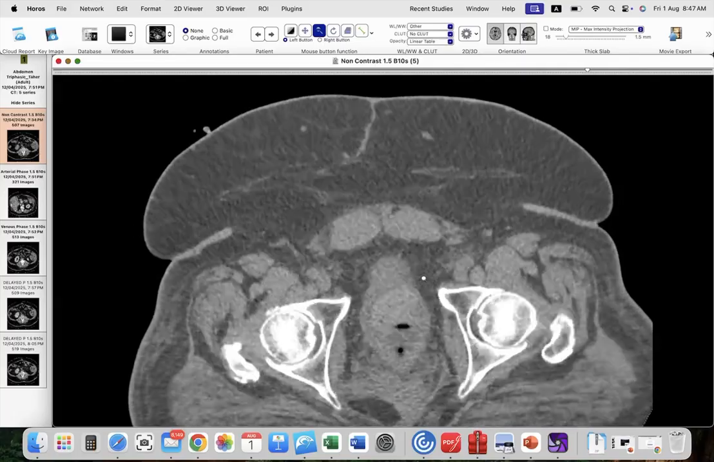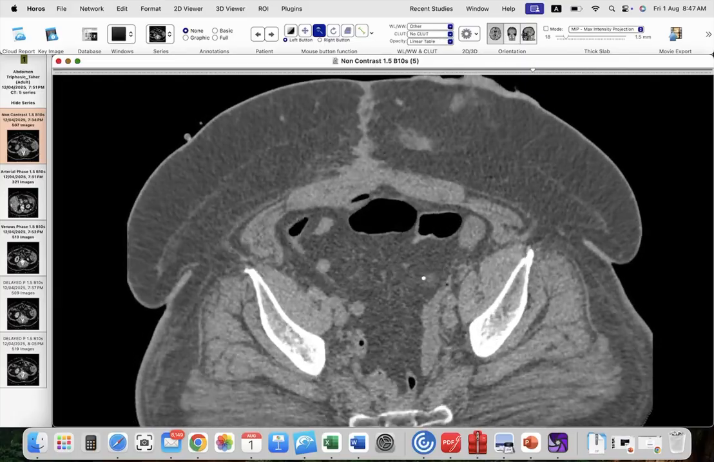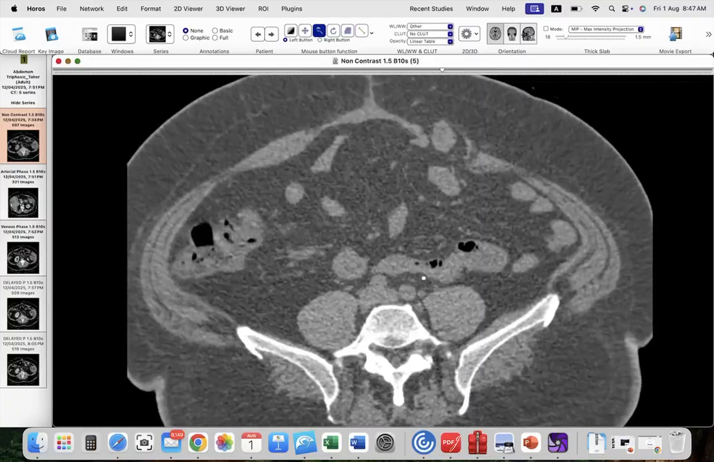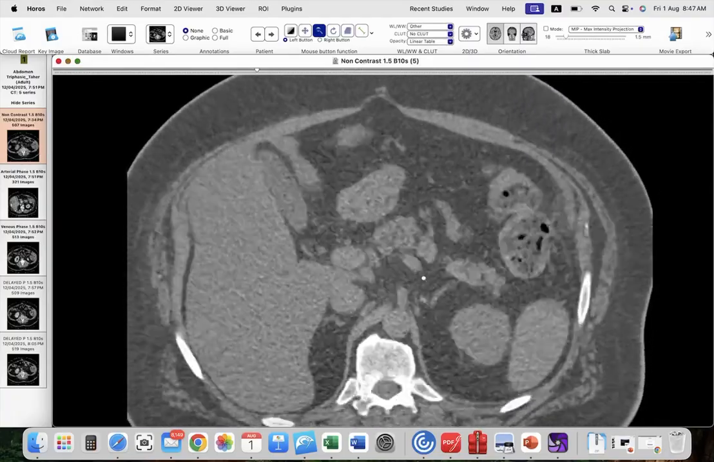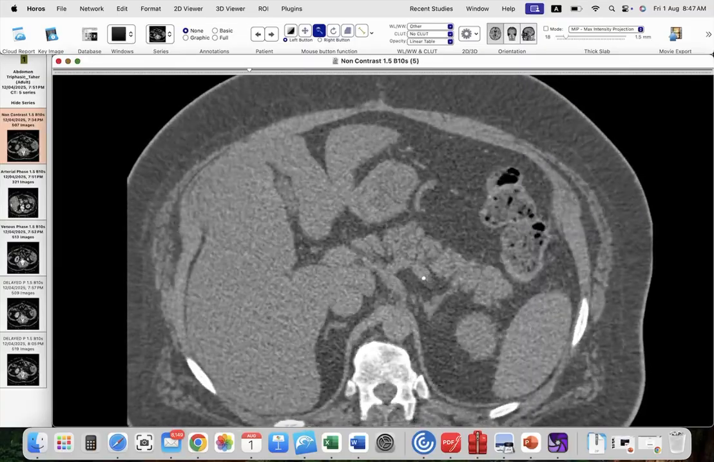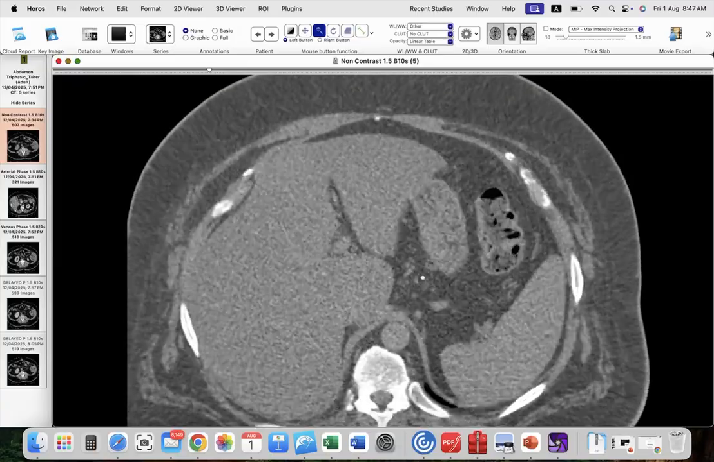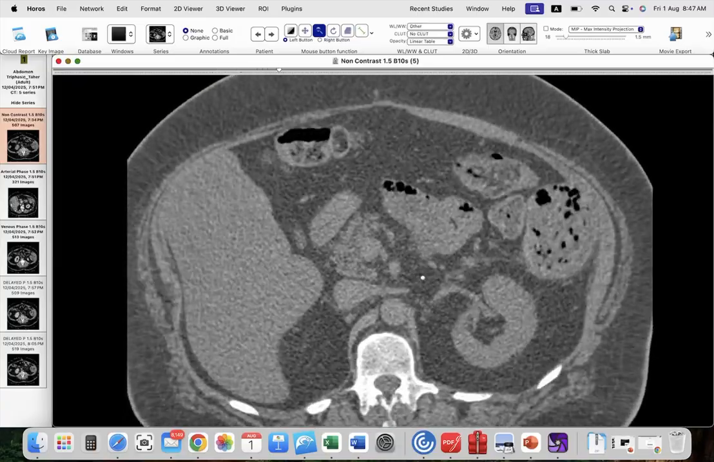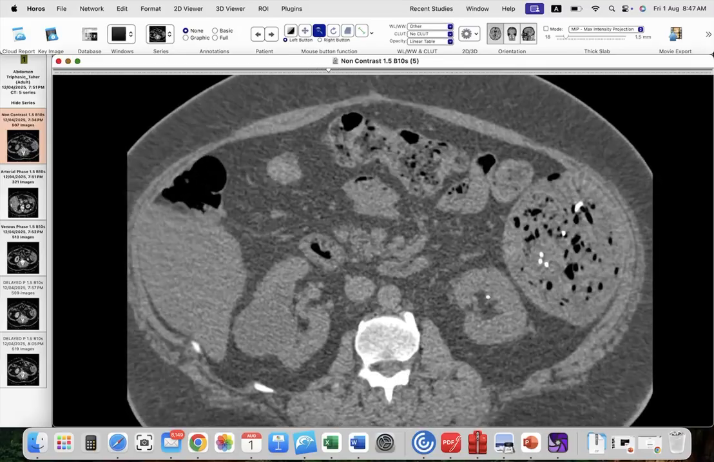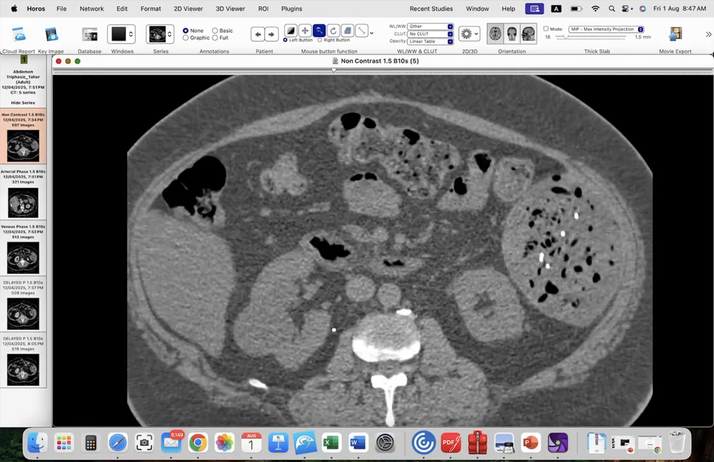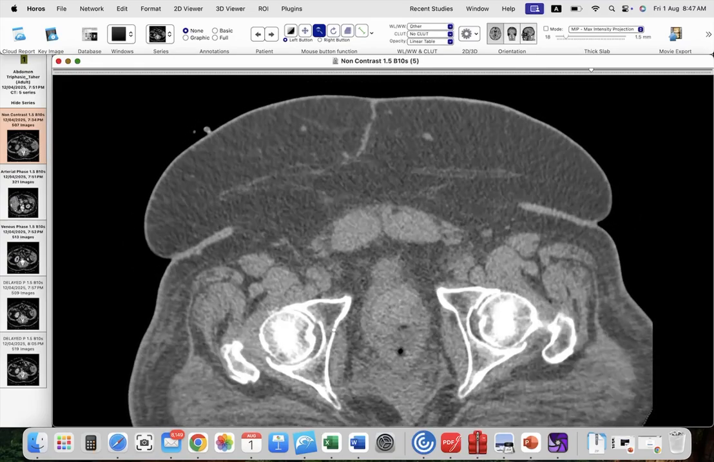Currently the patient is complaining of abdominal pain and hematuria, and the main purpose of this study was to assess the cause of hematuria. That's why we do the multiphasic kidney protocol to detect any soft tissue lesions in the kidneys or the collecting system. In the non-contrast phase, there are no renal stones, and the urinary bladder is empty with a catheter.